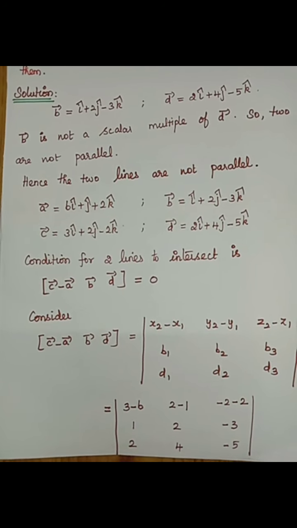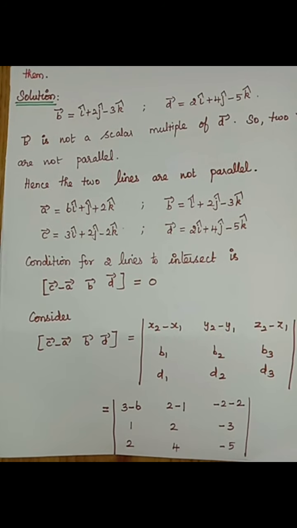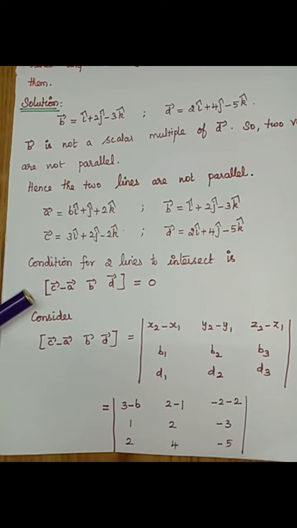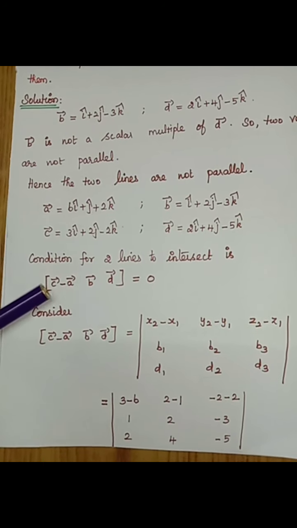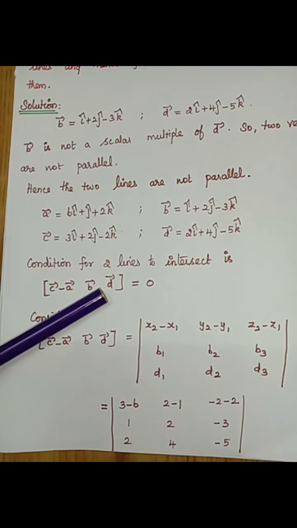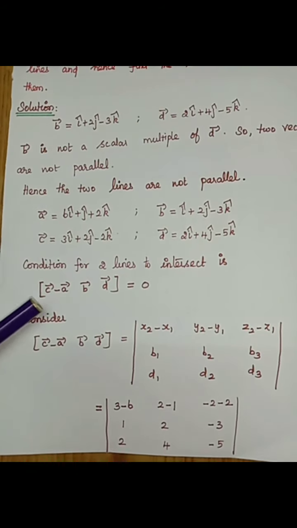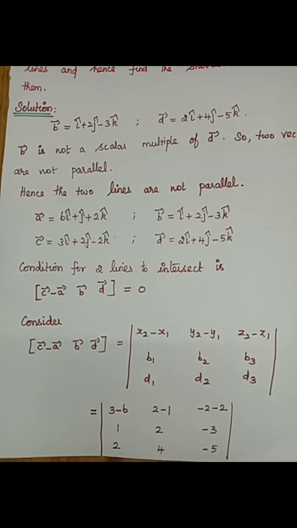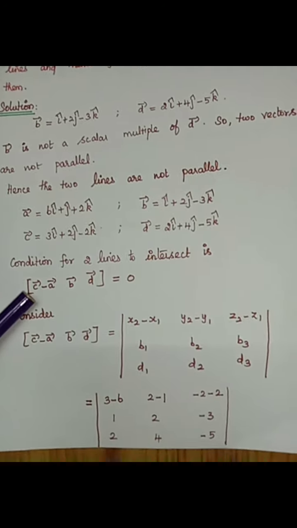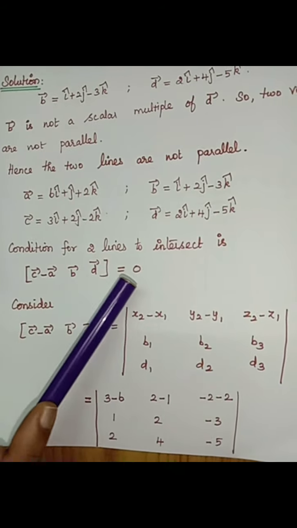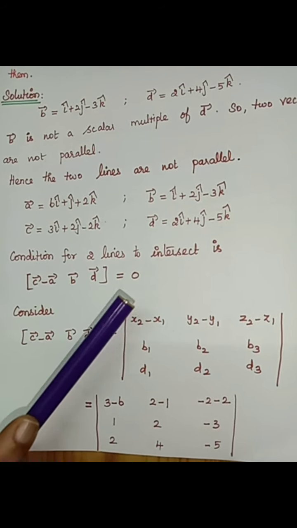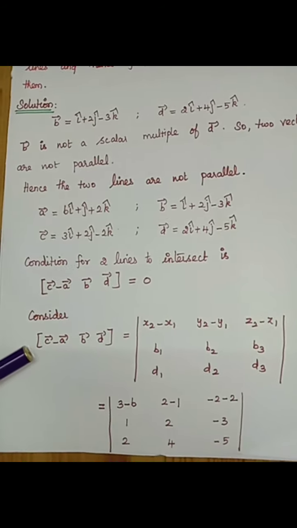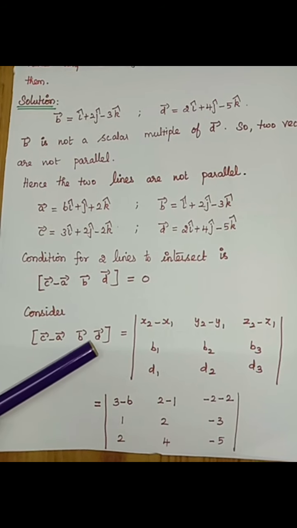Now we have to check whether the given lines are intersecting or not. So you have to go for the condition for two lines to intersect. It is the box product of c vector minus a vector, b vector, d vector equal to 0. Otherwise this can be written as c vector minus a vector dot b vector cross d vector equal to 0. I have taken it as a box product. If the box product value is 0, the given two lines are intersecting lines. So I'll consider the left hand side, the box product of c vector minus a vector, b vector, d vector.